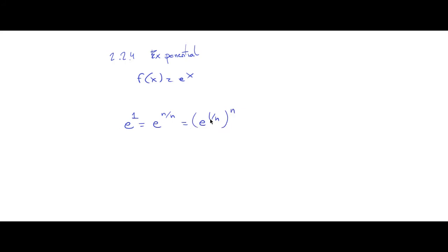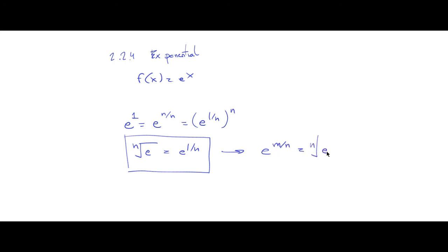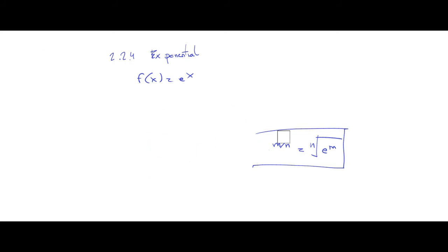But if we take the nth root of both sides, we have the nth root of e is just e to the 1 over n, okay? So when I have e to the 1 over n, this is just taking the nth root of e. And from this it follows that e to the n over n, so for any rational number, this is just the nth root of e to the n, okay? So now we have natural numbers, integer numbers, and rational numbers.